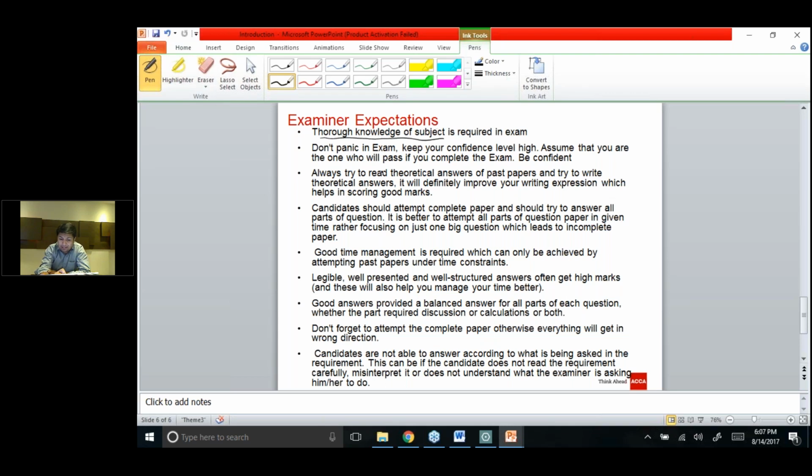Do not panic in the exam. Keep your confidence level high. Assume that you are the one who will pass if you complete the exam. Be confident. Always try to read theoretical answers of past papers.